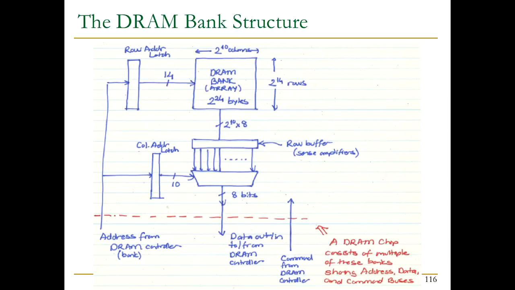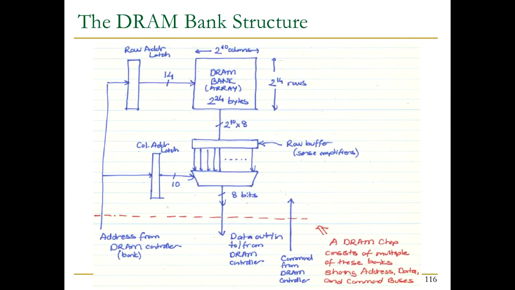Okay, this is a view of the DRAM chip internally. Actually, it's a DRAM bank here, but you can imagine the DRAM chip also. It's really a combination of these banks. But basically, you get the address from the DRAM controller. It gets latched into this row address latch. In this case, it's 14 bits. It doesn't have to be. It depends on the DRAM. And the DRAM bank has 2 to the 14 rows in this case and 2 to the 10 columns, as you can see. So as a result, the bank stores 2 to the 24 bytes over here.